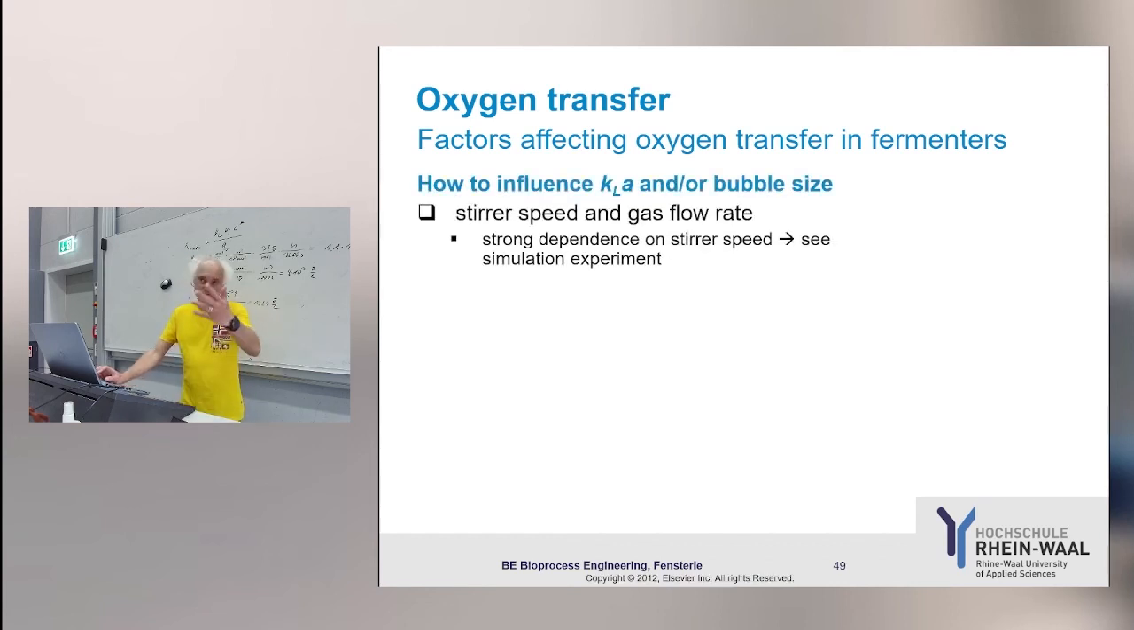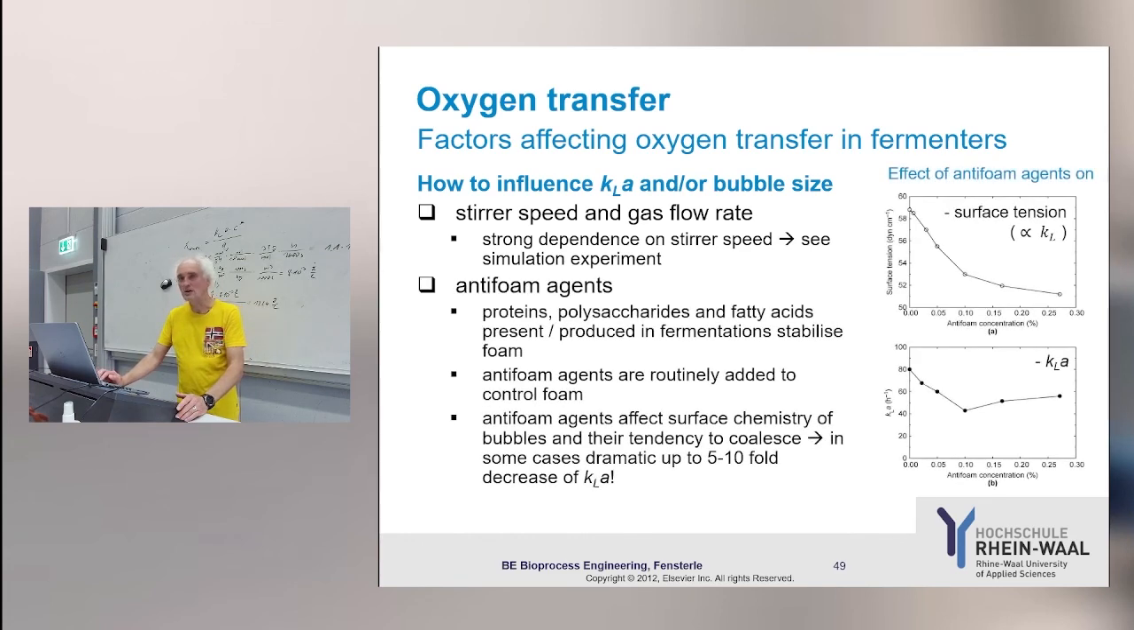Stirrer speed and gas flow rate, you have done the experiment. I don't have to talk about that. Unfortunately, in real-world experiments, and this is what we will do next year, we will then have our antifoam control. Antifoam agents negatively affect KLA values. So you want to go down with your surface tension. This is the intention of an antifoam agent, but the KLA value can also drop. And in some cases you have even a 5 to 10-fold decrease in KLA.